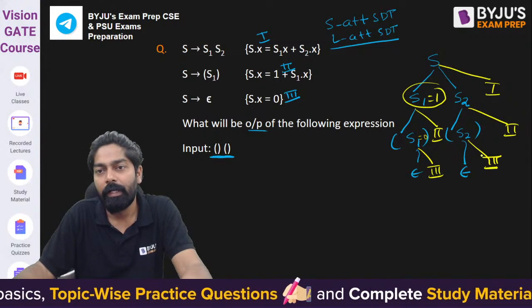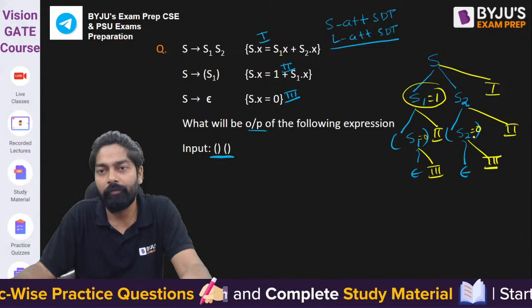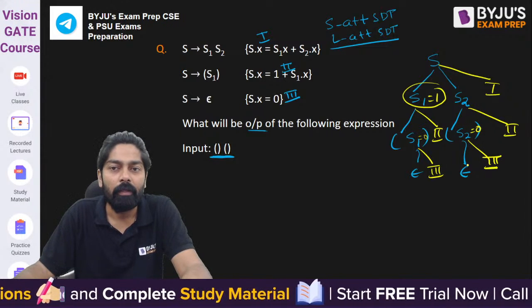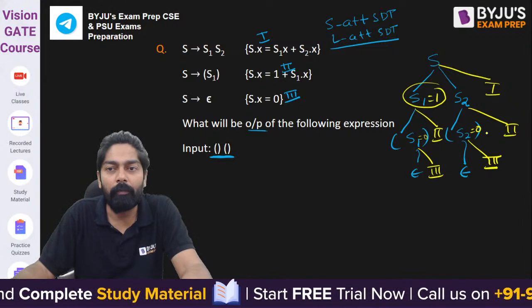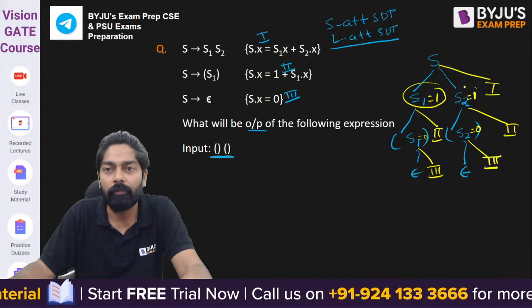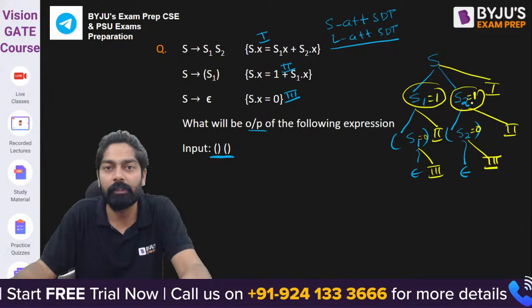Now, what about this one? What about null? It is nothing but 0, my dear friend. This is nothing but 0. Now, what about this one? The second one means 1 plus 0. It is nothing but 1. Okay, 1, because 0 plus 1 is nothing but 1.